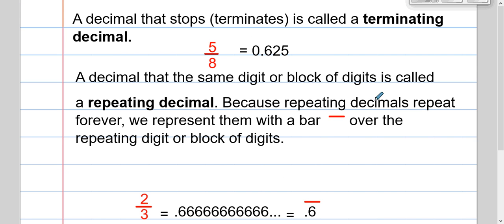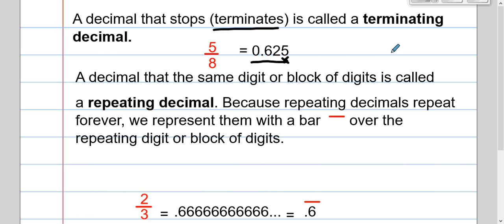Okay. A decimal that stops means it terminates. It has a definite stop. That's called a terminating decimal. So from the last example, 5/8 gave us the decimal 0.625. It stops right here at the 5. The digit that is farthest to the right is where it stops. There's nothing else after it, so it terminates. It has a definite stop.